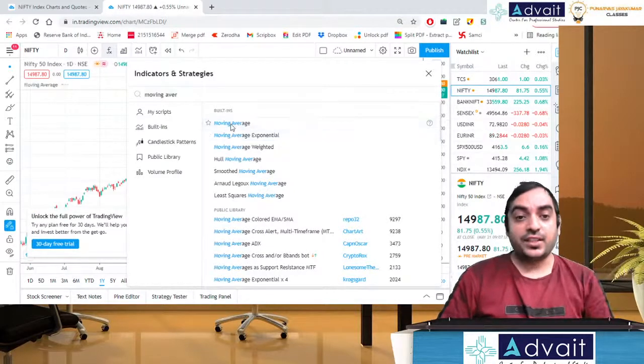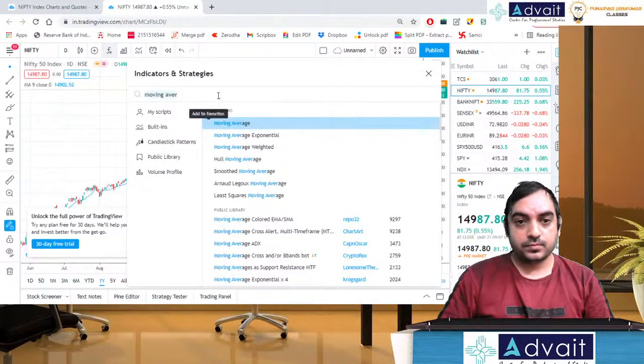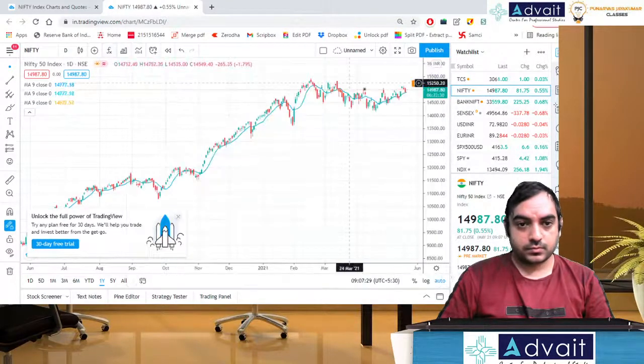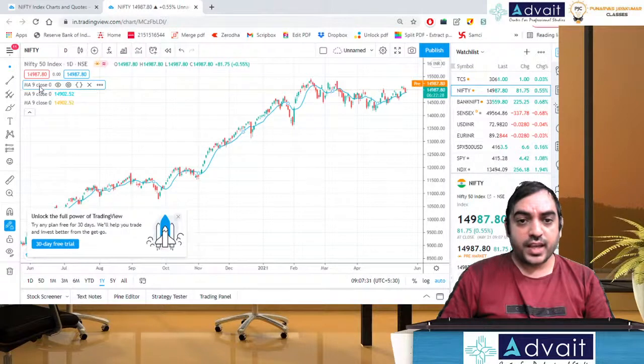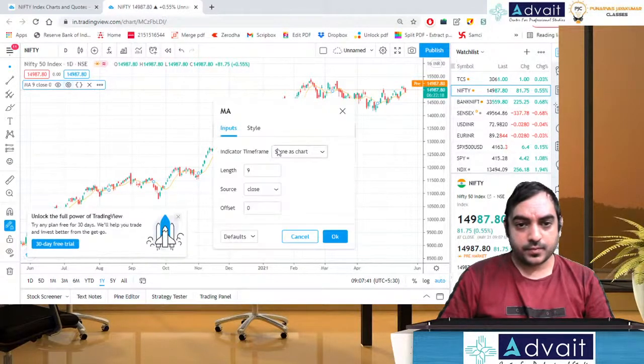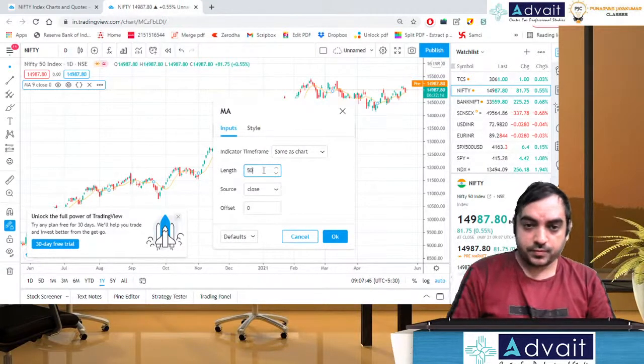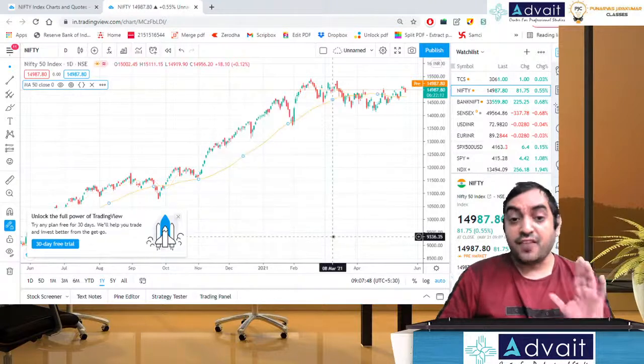I'll set moving average. So it has basically selected 9 automatically. Let me change it slightly. I'll select, let's say, the 50-day moving average. Medium term, 50 days average.